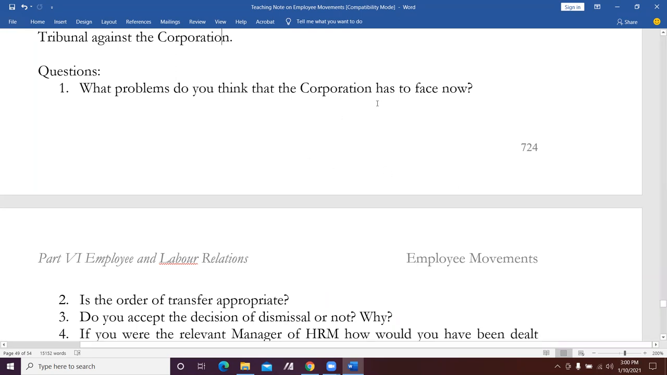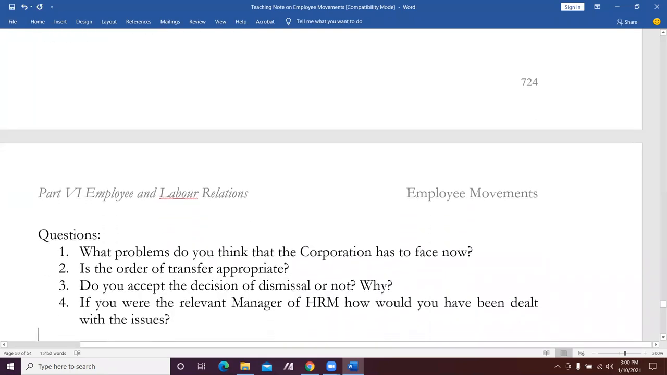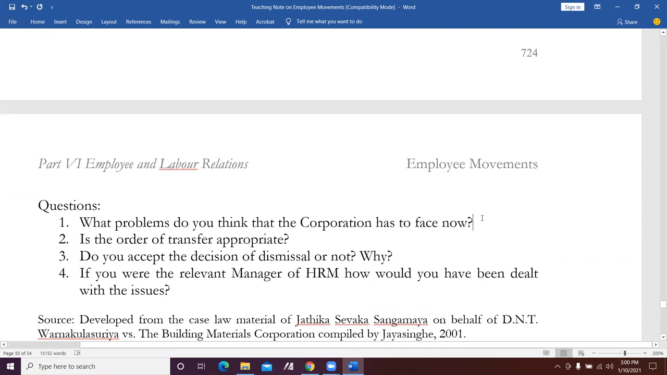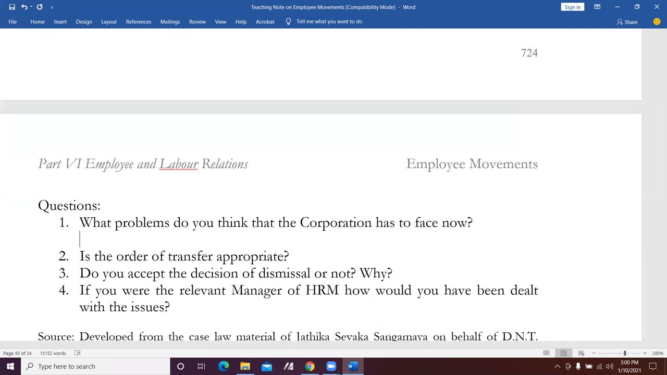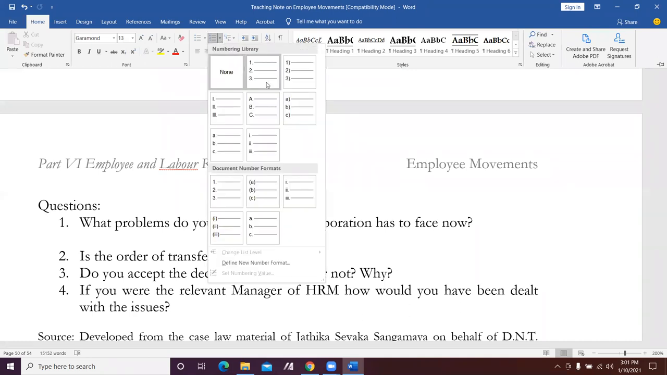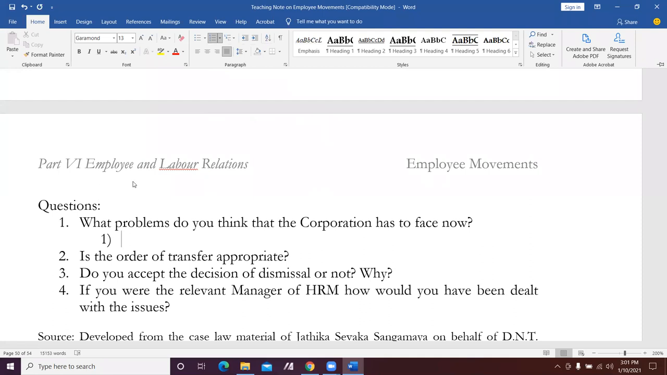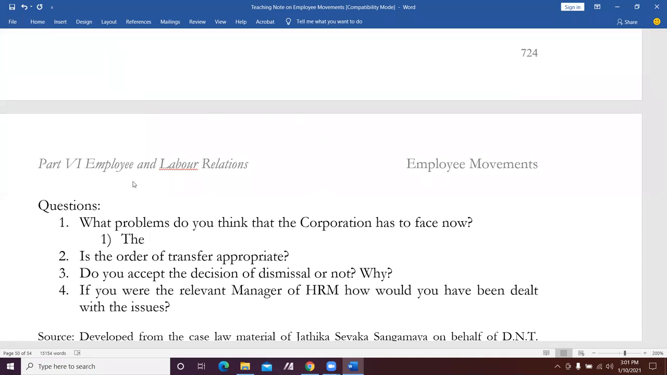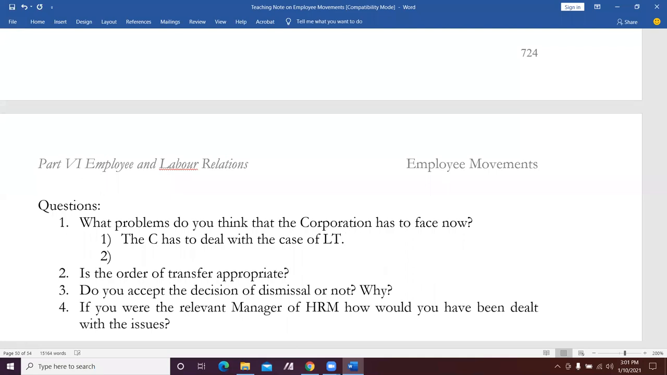Now, what problems do you think the corporation has to face? What are the problems? At least write down three problems. Can you do that? Okay, the first problem. What does the corporation have to deal with now? The labor tribunal, yes, correct, with the case at the labor tribunal. This is one problem that has to be settled.